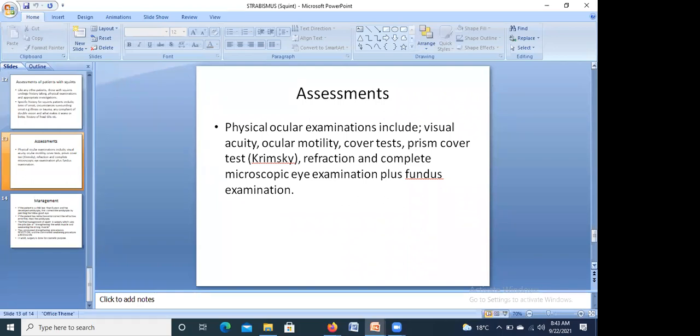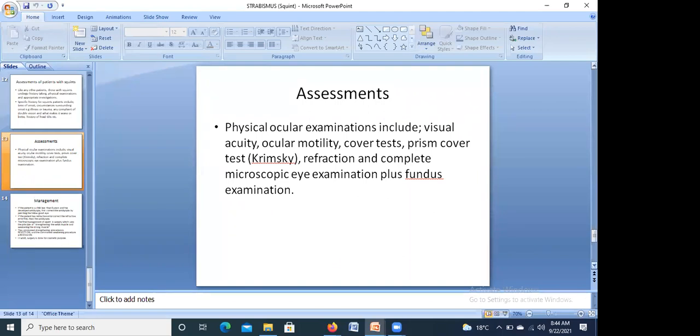We can also do the prism cover test. You cover one eye, then you put a prism in front of the fellow eye, and you keep varying the power of the prism until you see the fellow eye becoming straight, that is, coming to the center. Then that is a very accurate measurement of the deviation of the eye, and you can measure it in terms of prism diopters.